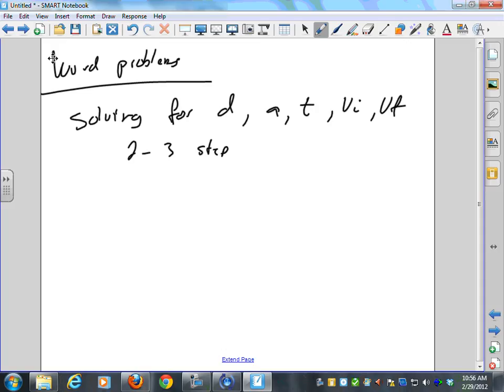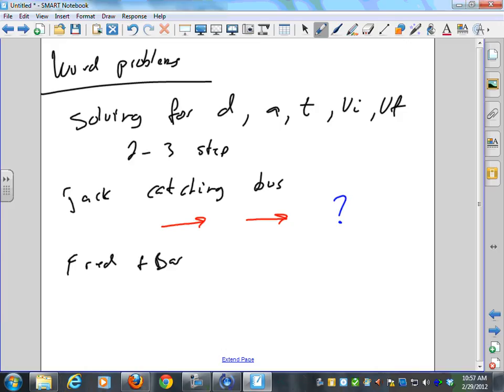So will we have to do one that's like the Jack catching the bus type? Okay, now Jack catching the bus we can call a category of problem, but in that there's actually 2 categories. There's the ones where Jack catches the bus, where you've got 2 things going in the same direction, and you're trying to figure out, do they meet? And then there's the Fred and Barney one, I think, where they're going towards each other, which is another subcategory of the same type of question.